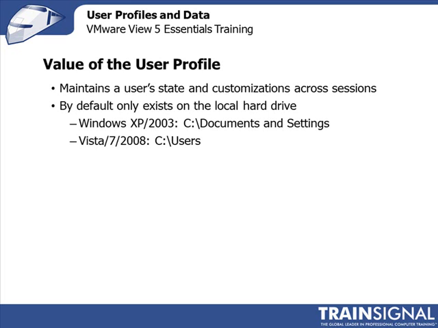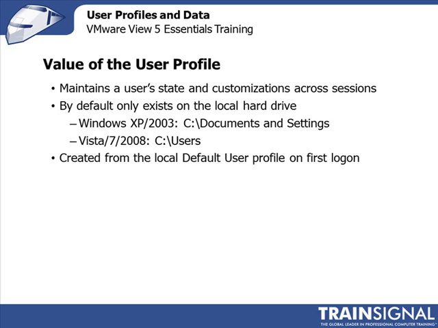By default, it only exists on the local hard drive, and depending on your operating system, it'll either be in the C Documents and Settings directory or in the C Users directory. When a user first logs into a brand new desktop, it'll create a profile for that user, copying the default user profile. This creates all the basic settings that the user needs. You can manipulate the default user profile in order to set settings that you want every user to have.